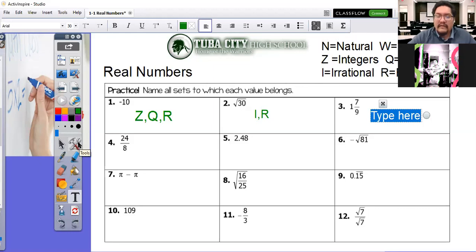All right, so let's look at 1 7/9. In this case, it's definitely going to be a real number, but what else is it? Well, it's written as a fraction, but actually in this case, it is written as a mixed number. A mixed number is a kind of fraction because you can see that there is a whole number and a fraction. So in this case, that would be rational.